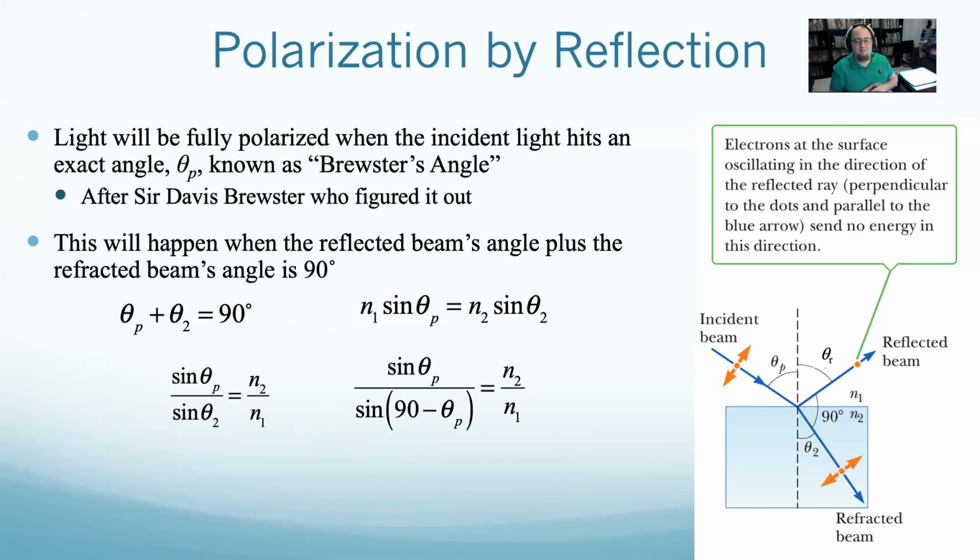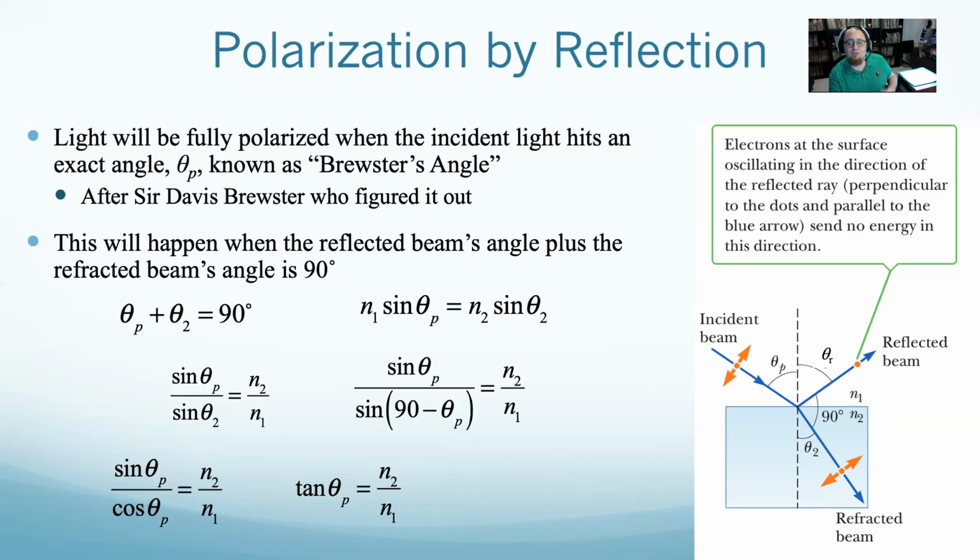Now, I don't know how many of you know this off the top of your head, but I'm just going to tell you, there's a trig identity. The sine of 90 minus theta is equal to the cosine of theta. It's a trig identity. And the sine of theta divided by the cosine of theta is the tangent of theta.